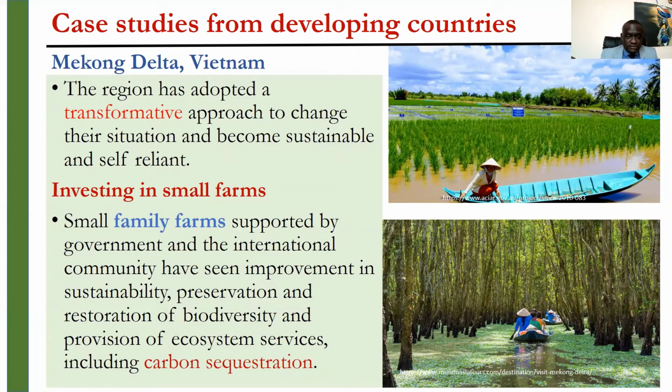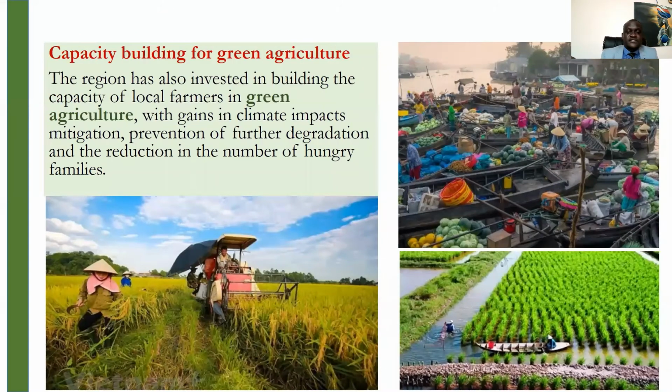And of course, what they saw is sustainability in the crops they're producing, mainly rice, that they produce in Vietnam. There's also preservation and restoration of biodiversity and provision of ecosystem services, including carbon sequestration. And of course, the other intervention was capacity building for green agriculture. And the region has also invested in building the capacity of local farmers in green agriculture, with gains in climate impacts mitigation, and of course, prevention of further degradation and reduction in the number of hungry families.